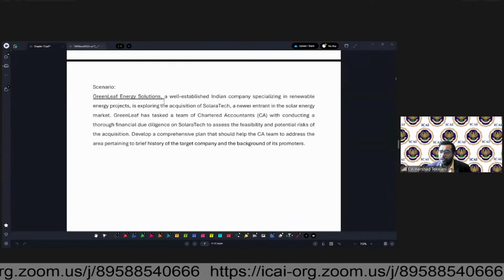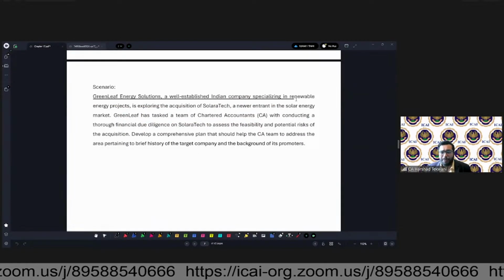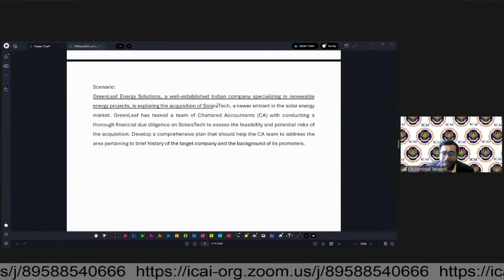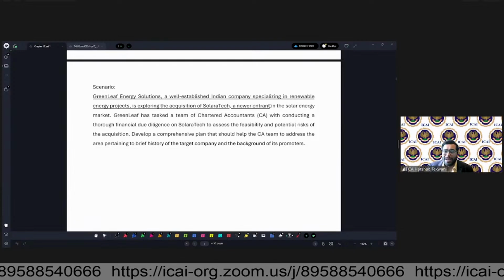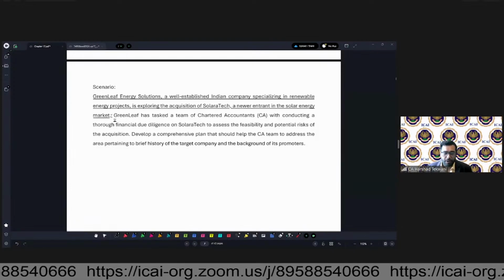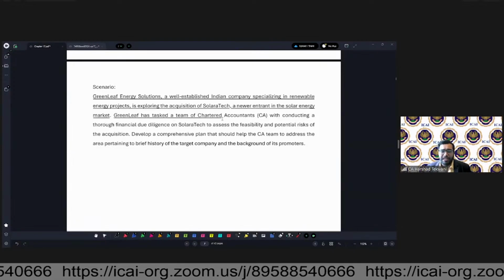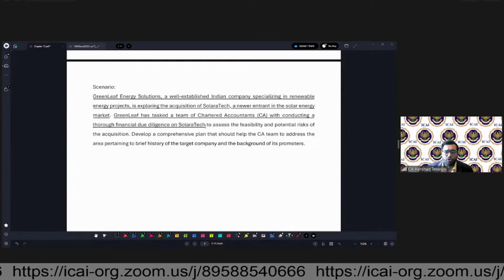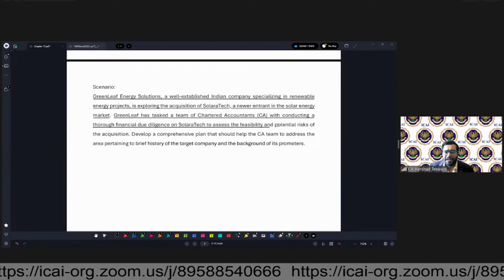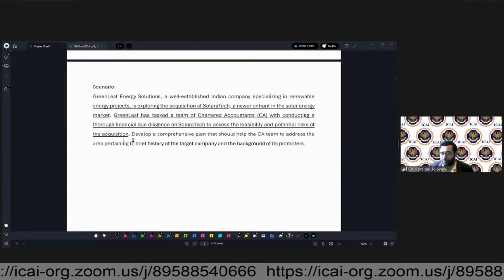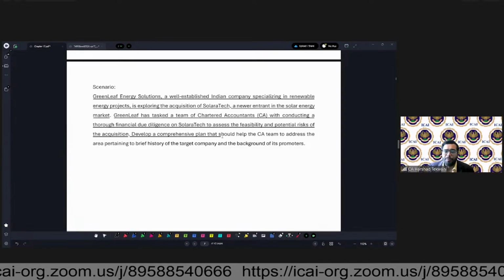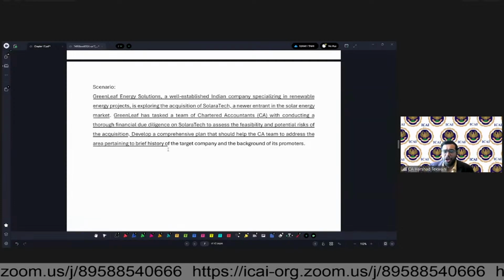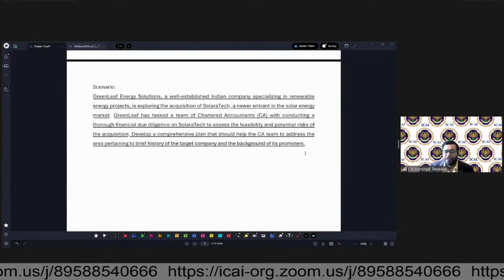Greenleaf Energy Solutions, a well-established Indian company specializing in renewable energy products, is exploring the acquisition of Solar Tech, a newer entrant in the solar energy market. Greenleaf has tasked a team of chartered accountants with conducting a thorough financial due diligence on Solar Tech to assess the feasibility and potential risk of the acquisition. Develop a comprehensive plan that should help the CA team to address the area pertaining to the brief history of the target company and the background of its promoters.